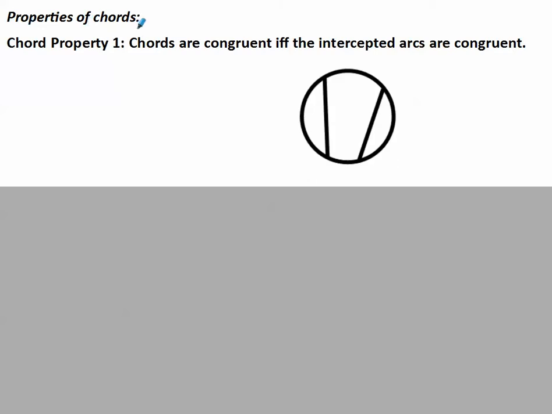Now we examine properties of chords. Chord property 1. Chords are congruent if and only if the intercepted arcs are congruent. What that looks like is if this chord from here to here is the same length as this chord from here to here, then it has to be cutting off the same amount of circle.